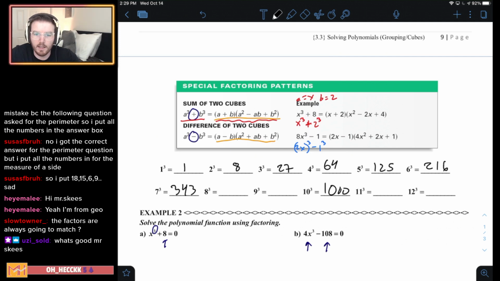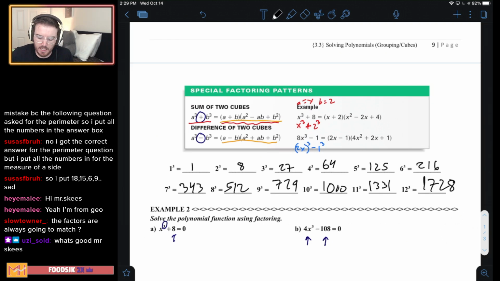Yep. Okay. So 8 to the third, just plugging this into a calculator on my end, 512. 9 to the third, 729. I think 11 cubed is 1,331. Oof, that was close. And then 12 cubed is, all right, 1,728. So it's just nice to have those handy.